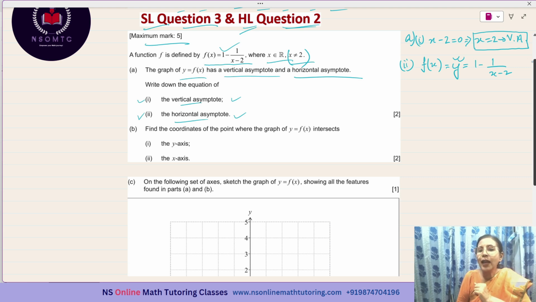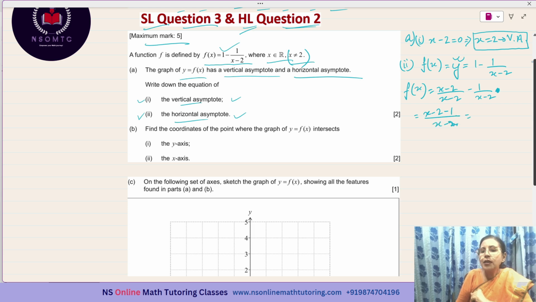Therefore, let me write this as f of x equals, writing 1 as x minus 2 over x minus 2, because I want to make x minus 2 the common denominator. So in place of 1, I am writing x minus 2 over x minus 2 minus 1 over x minus 2. This gives x minus 2 minus 1 over x minus 2, which is equal to x minus 3 over x minus 2.